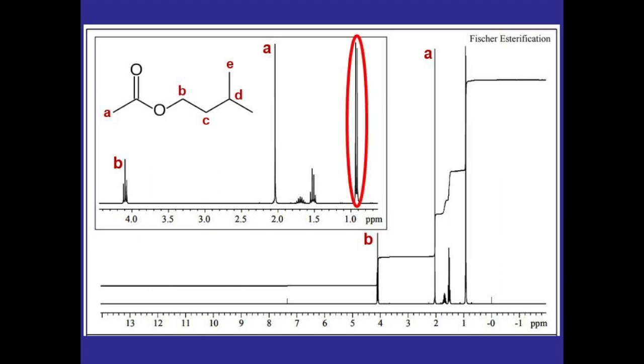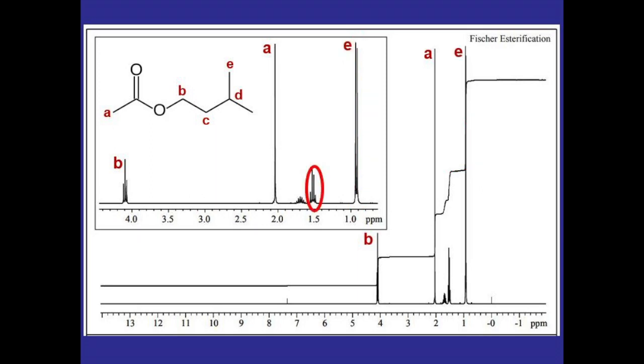It's a clear doublet with a very large integration, looking to be about twice the size of the integration for hydrogen A, so around 6. And there's only one hydrogen that would produce a signal like that, and that would be hydrogen E.